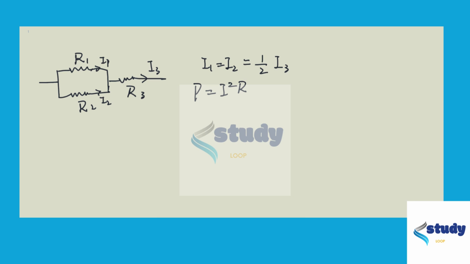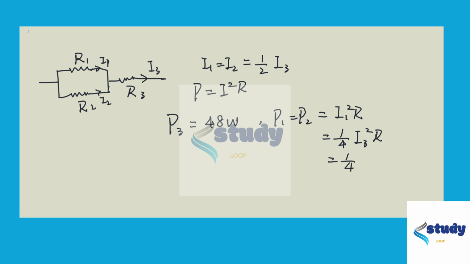So when the system is at the maximal power, at this moment, P3 is going to be equal to 48 volt because it has the most current. And in this case, P1 equals P2 because they have the same current, equal to I1 squared R. And I1 is only half of I3, so it's going to be 1/4 I3 squared R, which is 1/4 P3.